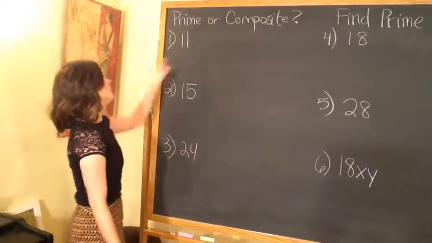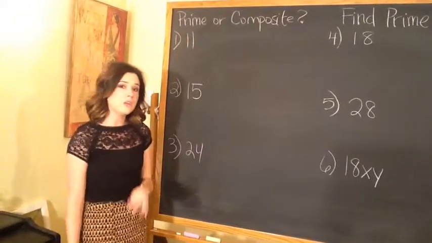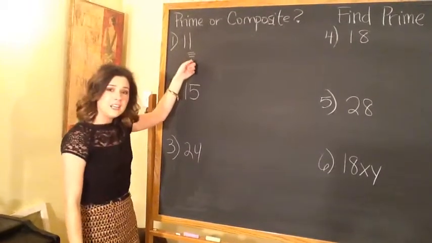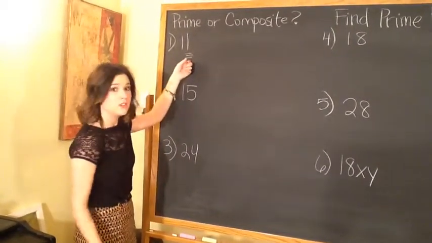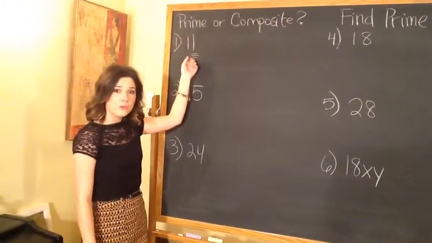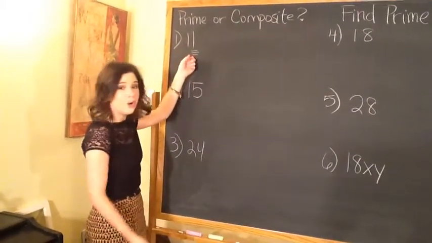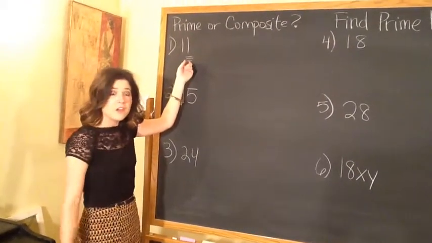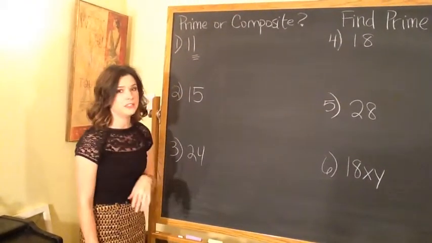Let's see. So 11, let's first try to use our rules. Let's look at the last digit. Does it end in an even number? No, so that means 2 does not go into this number. Does it end in a 0? No, so that means that 10 does not go into this number. Does it end in a 5? No, so that means 5 does not go into this number.